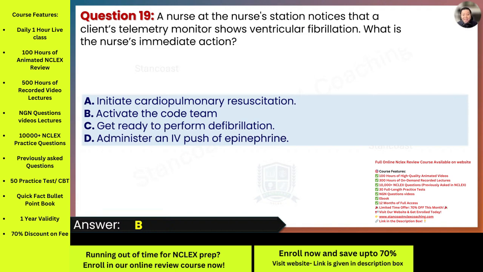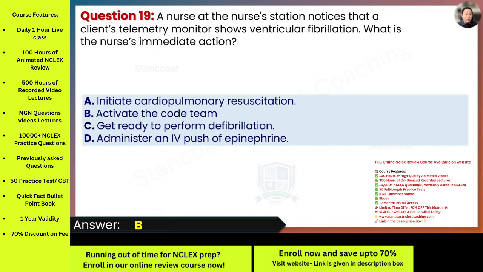So this can actually trigger the emergency response. It will bring the code team to the bedside with the necessary equipment, defibrillator, crash cart, to handle the situation. Now, the priority here is ensuring that the patient gets defibrillation and other immediate care as soon as possible. And so time is critical in VFib, and calling the team is the fastest and most effective way to address this issue. Now, why is letter A incorrect in this case?